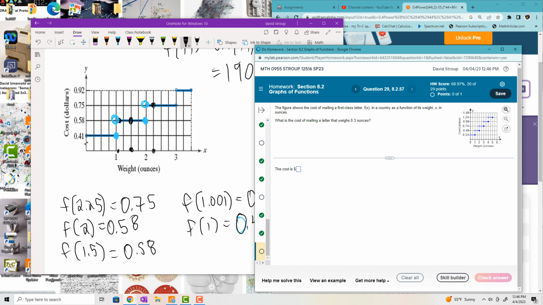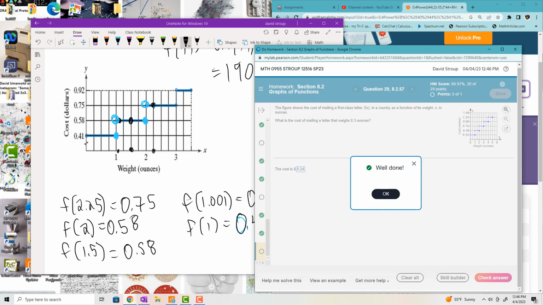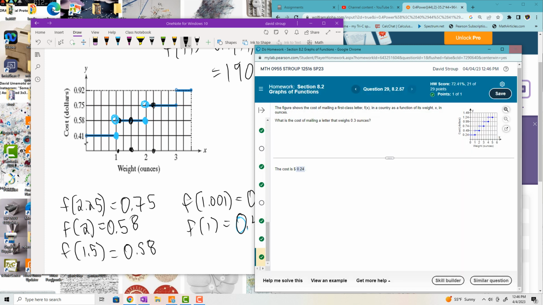Okay. And then this is just another one of those. The cost of 0.3 ounces is going to be 24 cents. Those come up later on in life if you keep taking math, but we'll leave them by the wayside for now.